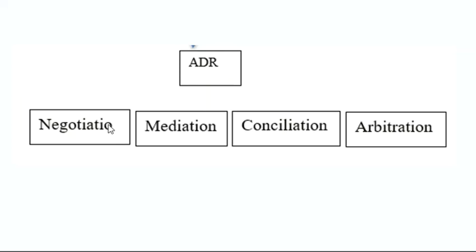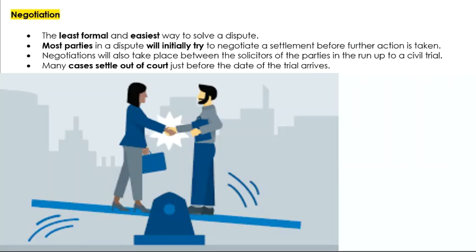ADR refers to 4 different ways of solving a dispute. The first one is negotiation, then mediation, conciliation, and arbitration. And that's what we're going to be looking at in this video. So let's look at the very first type of ADR, which is negotiation.